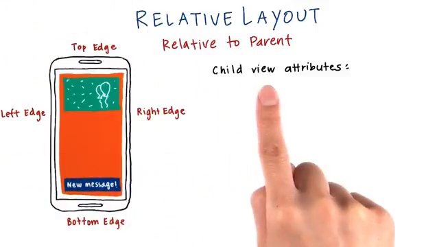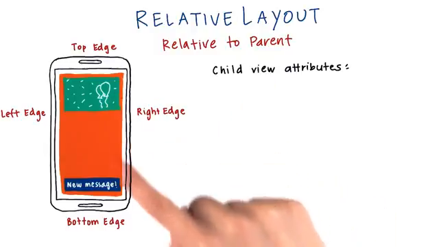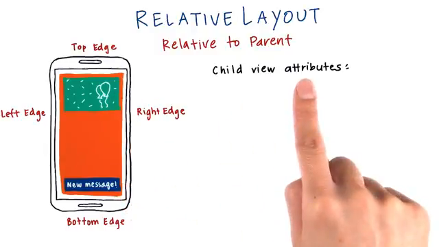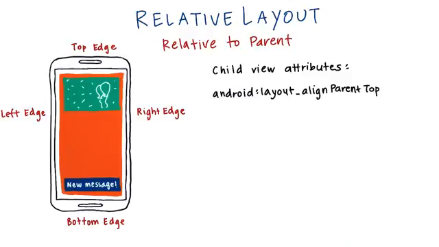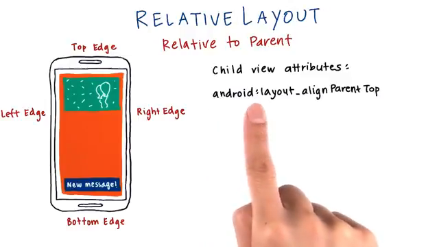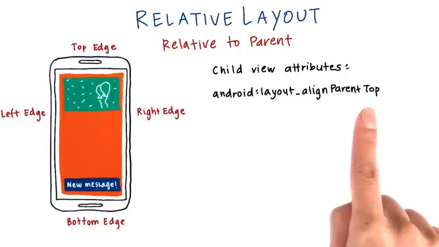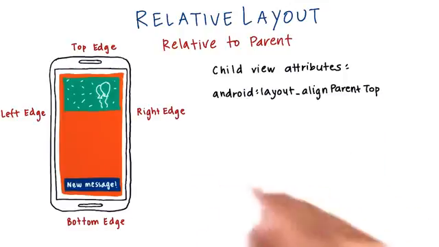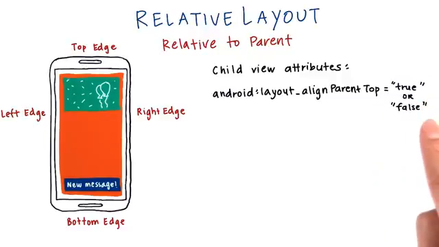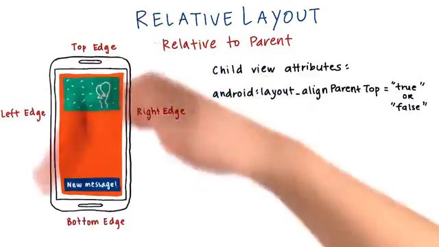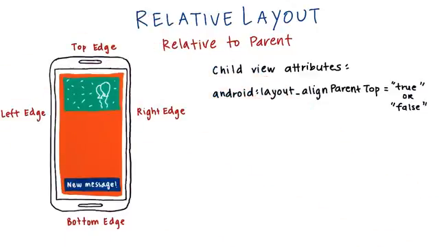On the child view XML elements, for example for the image view or text view, you would add these attributes. The attribute name follows this format: android:layout_alignParentTop. This attribute determines whether the child view is aligned to the parent's top edge or not, so the possible values are true or false. If it's true, then the view should be aligned to the parent's top edge. If it's false, then it shouldn't be aligned.